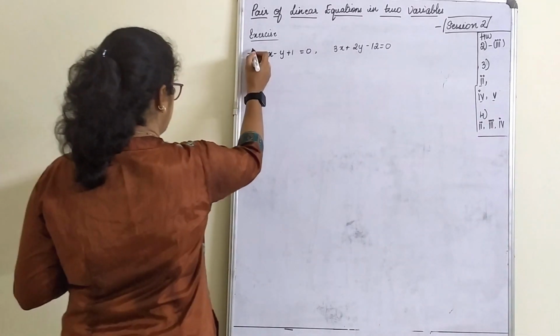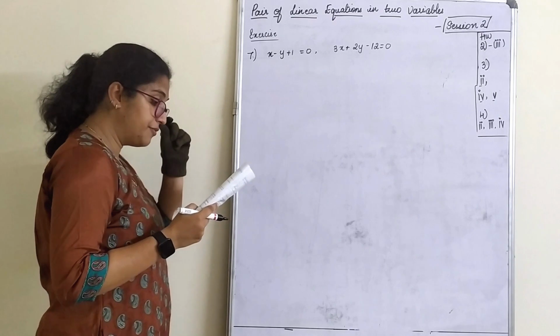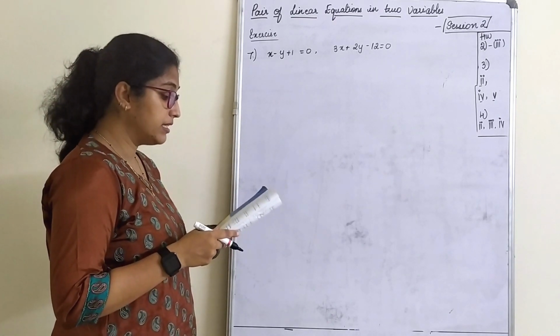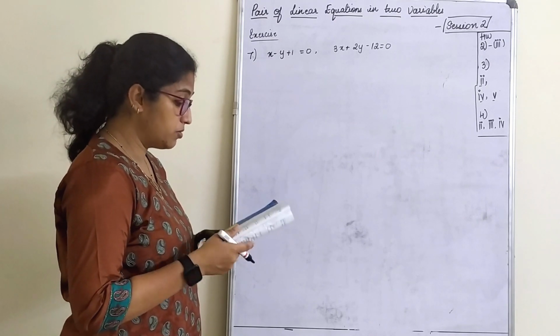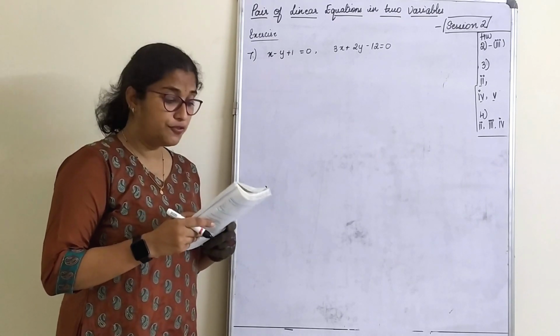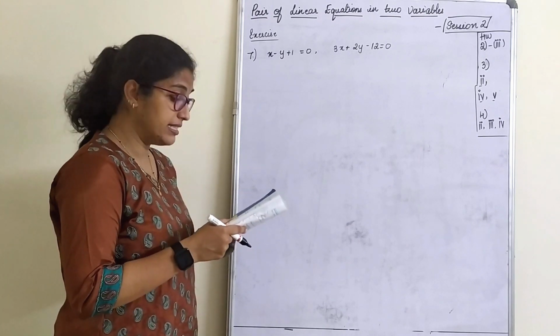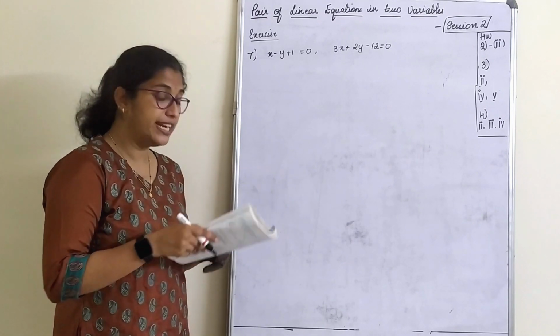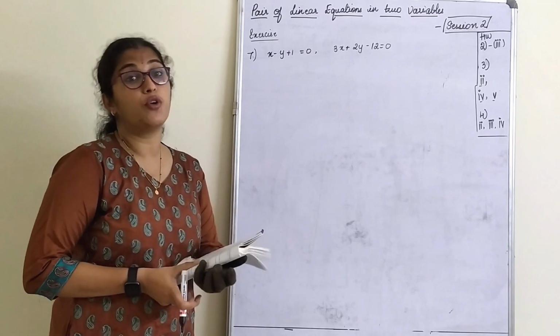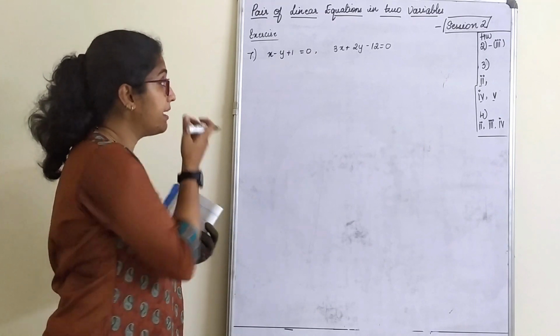And the last one, that is the 7th one. Draw the graph of the equation x minus y plus 1 is equal to 0 and 3x plus 2y minus 12 is equal to 0. Determine the coordinates of the vertices of the triangle formed by joining these lines at the x-axis and shade the triangular region. Let's see, we'll draw the graph. You'll come to know what we obtain from the graph here.